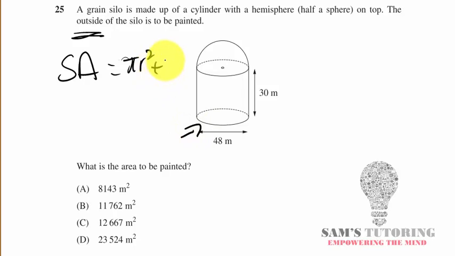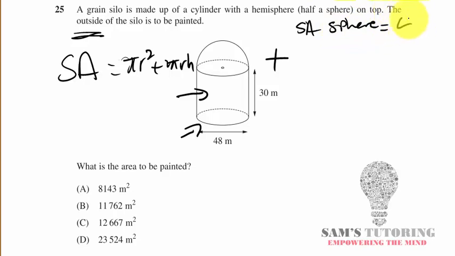Plus 2 pi r h. That's this bit here. That's the surface area of the cylinder. Plus surface area of a hemisphere. Now, the surface area of a sphere is 4 pi r squared. So for a hemisphere, it will obviously be 2 pi r squared. Half of 4 pi r squared, 2 pi r squared.